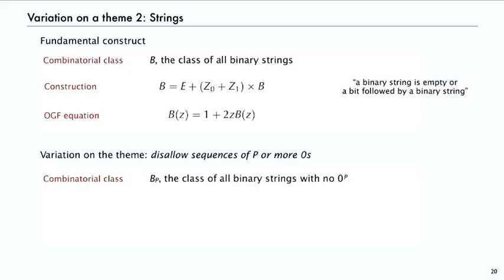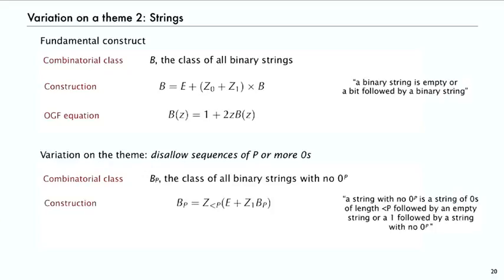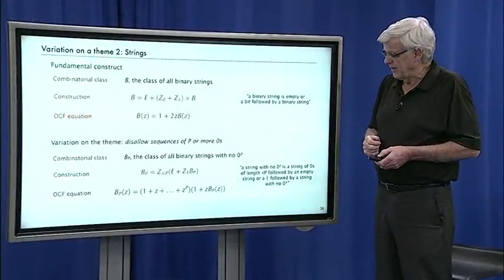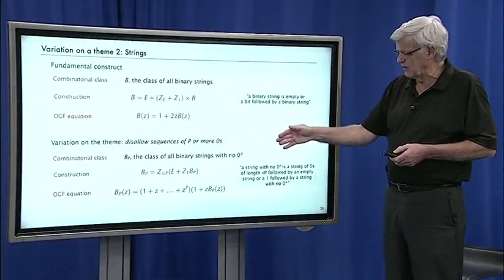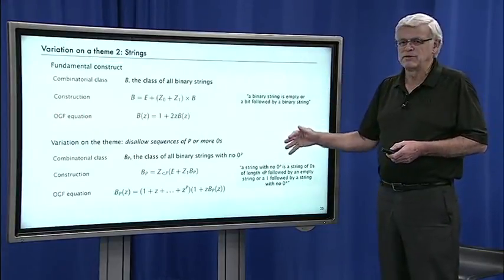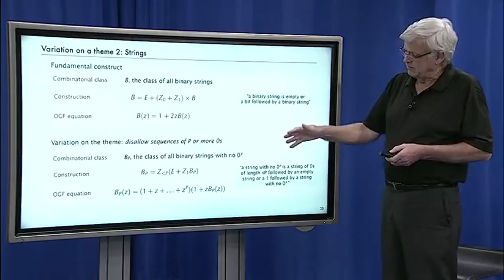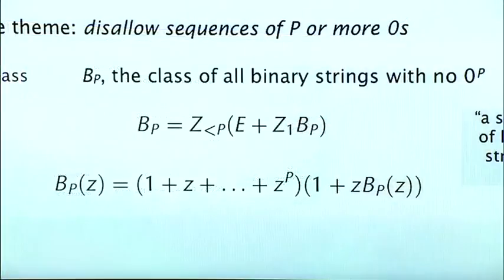So one is, say, the class of binary strings that don't have a sequence of p or more zeros. A string with no sequence of p or more zeros is a string of zeros of length less than p, and either that, or it's that followed by a 1 followed by another string with no 0^p, just generalizing that same argument. And that immediately gives an OGF equation that the generating function for these strings must satisfy. And then we can find [z^n] in the equation, and we know the number of such strings.